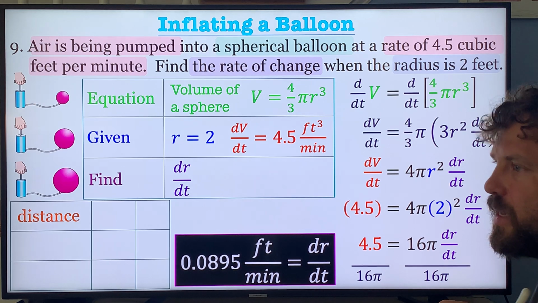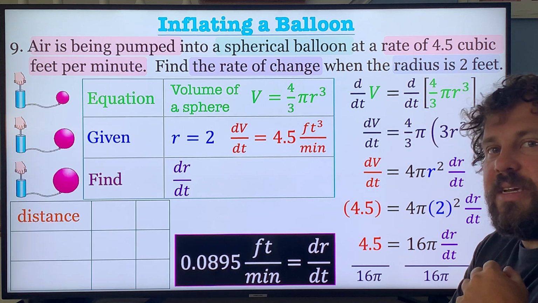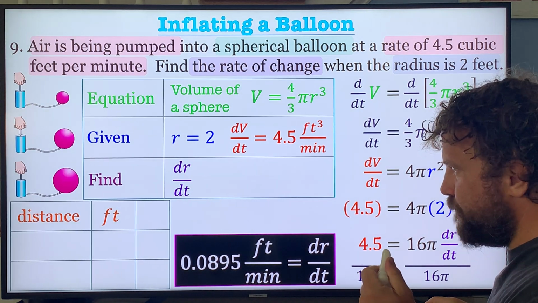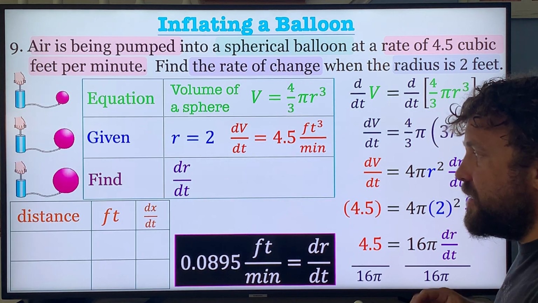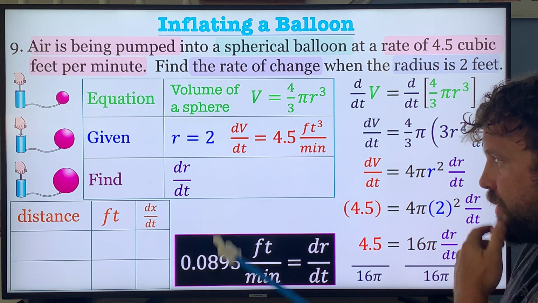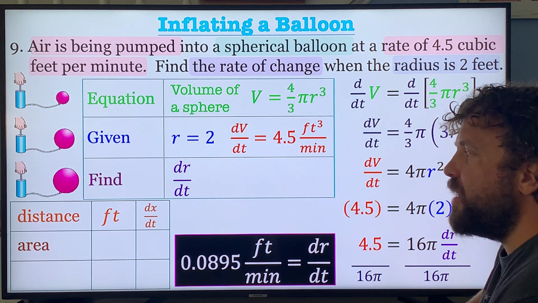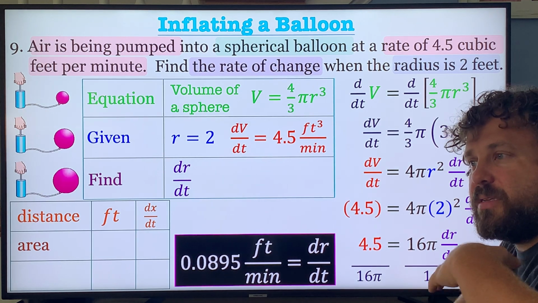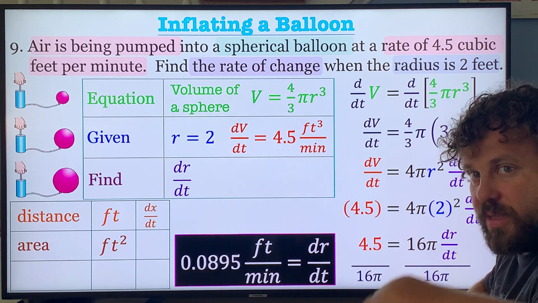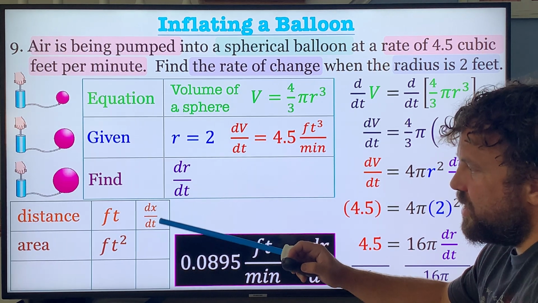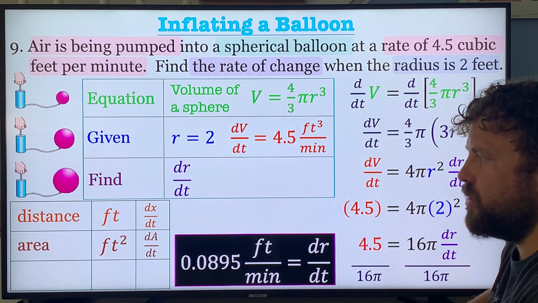Now, here are some key things that I picked up that I like to throw in here. If you are dealing with distance, such as feet, inches, meters, miles, centimeters, that's dx/dt. X is pretty much just linear distance. If you're dealing with area, say we're still dealing with feet, it would be square feet, right? Feet times feet is square feet. And it wouldn't be dx/dt, it'd be dA/dt, capital A. That's how you know you're dealing with area.